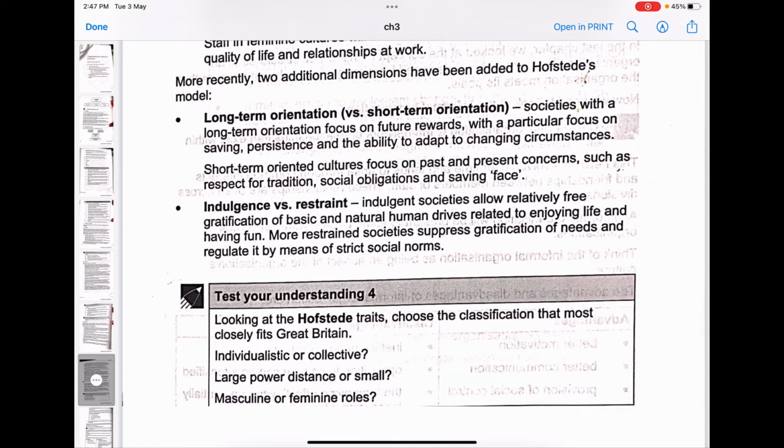Let's read the long-term orientation versus short-term orientation again. Societies with a long-term orientation focus on future rewards, with a particular focus on saving, persistence, and the ability to adapt to changing circumstances. Short-term oriented cultures focus on past and present concerns such as respect for tradition and social obligations. So when an organization focuses on the past and present, it is a short-term oriented culture. When an organization focuses on the future, it is long-term oriented.